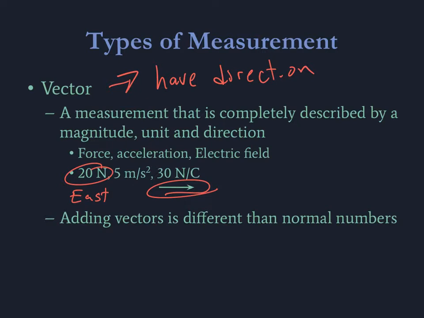If we're working in one dimension, a simple left or right is sufficient. And this is important because, and again, something we're going to get more into, when we add, subtract, multiply vectors, it's a little bit different than just adding normal numbers. We can't just add them and subtract them. We have to pay attention to those directions and how they affect the vector.